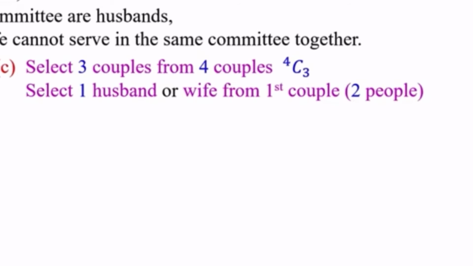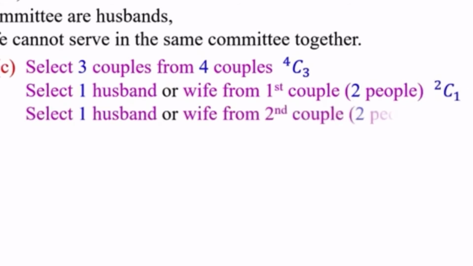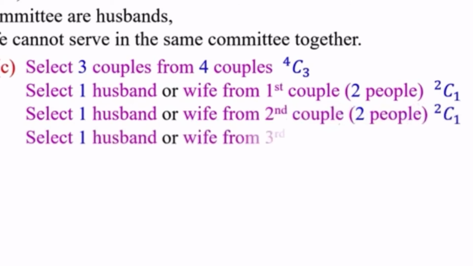The number of ways to choose the 3 couples will be 4C3. After we select the 3 couples, we can select the 1 husband from the first couple, and the balance is the wife. We have 2 people, so we choose 1, which is 2C1. The same thing applies for the second couple: we choose 1 husband or wife from the second couple. Bear in mind that it's 2C1, and we select 1 husband or wife from the third couple.